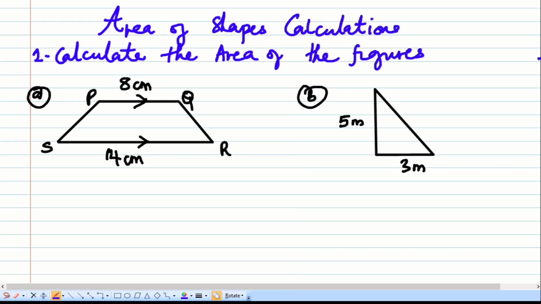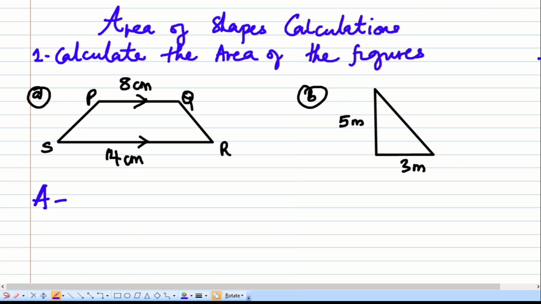Okay, let's solve some questions on area. So the first one asks us to calculate the area of the figure. You see this first figure there is a trapezium. Like I said, anytime you're solving a math question, you just write the formula that relates to the question.